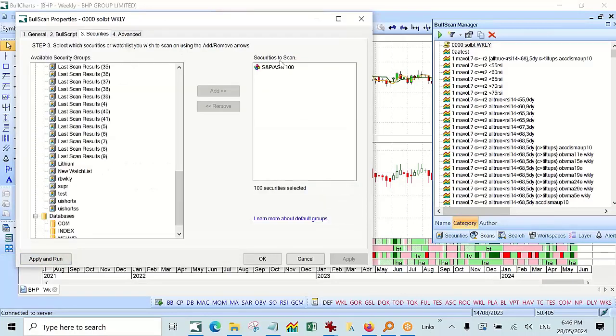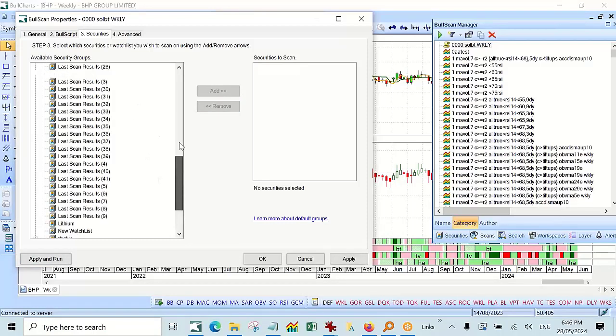I'm using the ASX 100 just to make it run more quickly. We've got plenty of time. Should I change it to 200? Yeah, plenty of time, Phil. No problem. Okay, I'll take that one off.